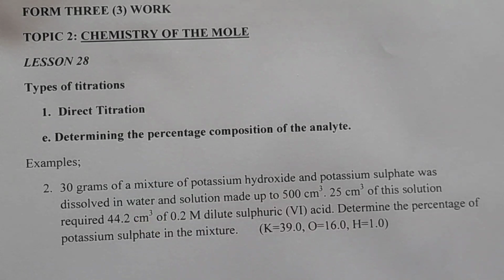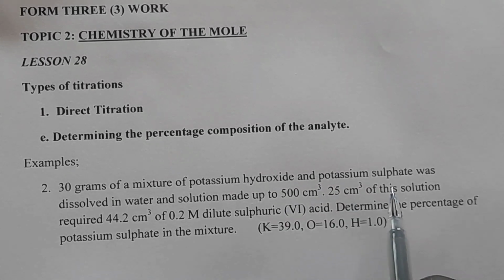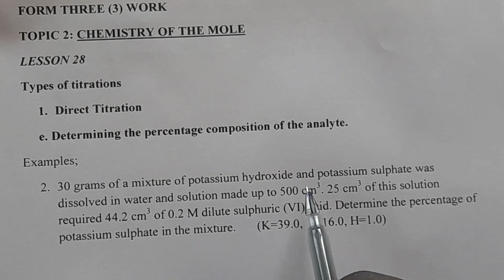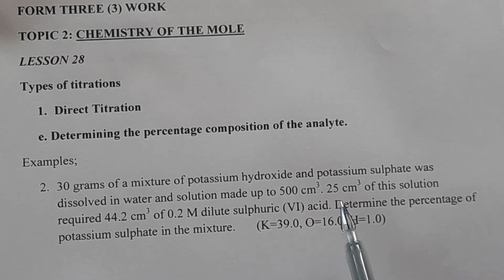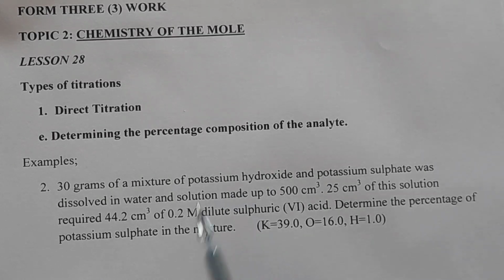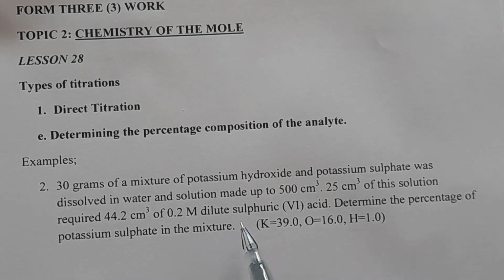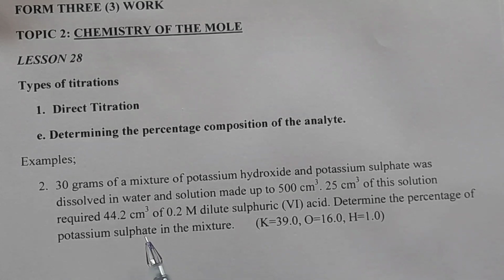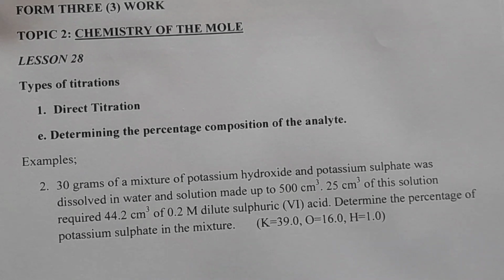To go to the question, we are told 30 grams of a mixture of potassium hydroxide and potassium sulfate was dissolved in water and solution made up to 500 centimeter cube. 25 centimeter cube of this solution required 44.2 centimeter cube of 0.2 molar dilute sulfuric acid. We are told to determine the percentage of potassium sulfate in the mixture.